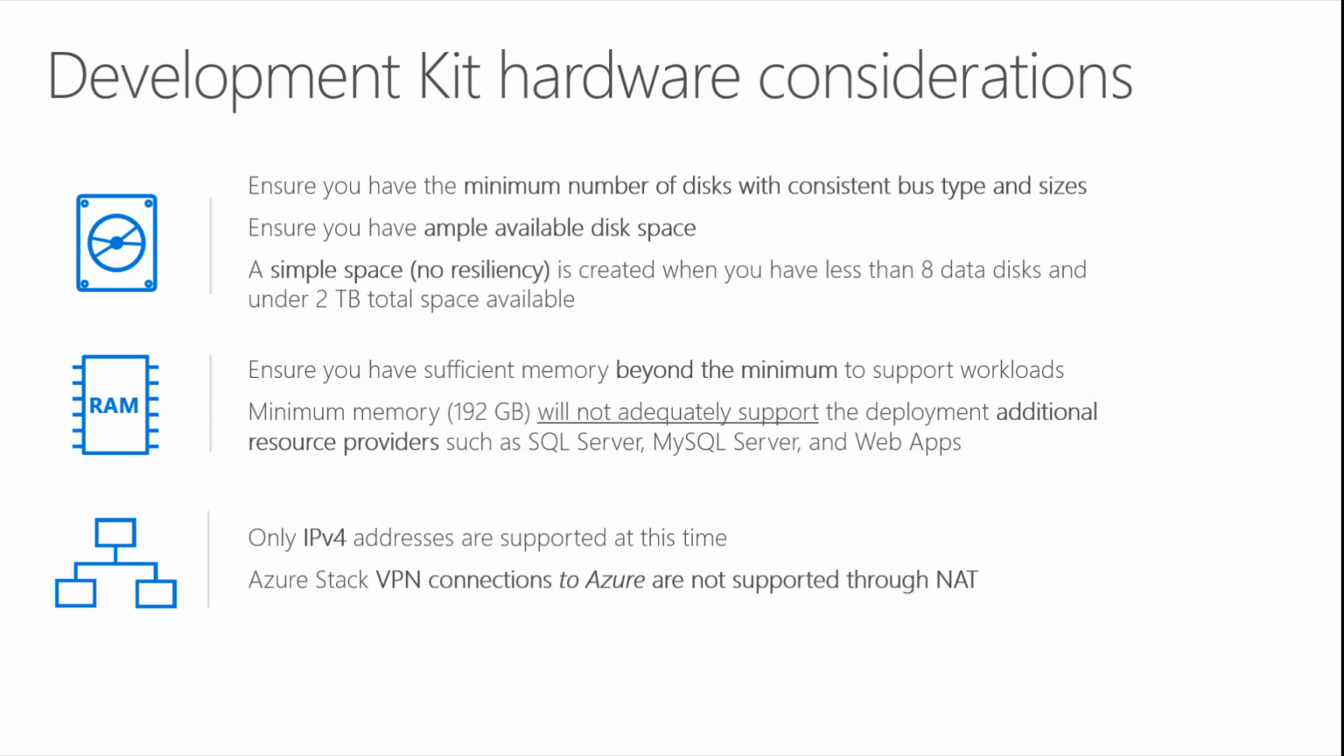So on the hardware considerations, we covered the minimum number of disks with consistent bus type and sizes. Consistency is important. Make sure you have ample available disk space. A simple space is created when you have less than 8 data disks and under 2 terabyte of total space available. So we talked about the minimum requirements, very important, particularly for the additional resource providers. And back in the day, a couple years ago, when we first started, as soon as those resource providers came in, that's when it really started choking. That's why we like to have as much memory as we can. Only IPv4 addresses are supported at this time. And Azure Stack VPN connections to Azure are not supported through NAT.